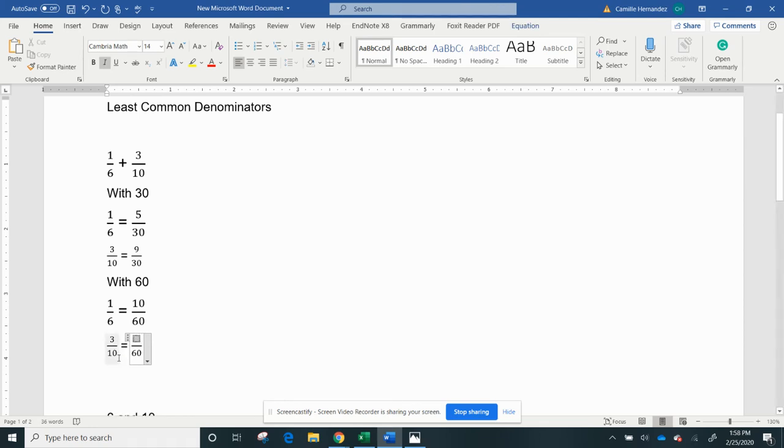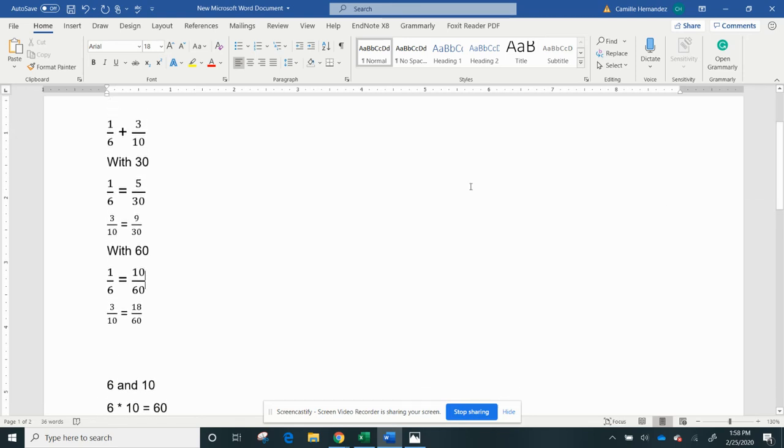60 divided by 10 gives me 6. So 6 times 3 is 18. Okay, so I could either do it with 30 or I could do it with 60. Remember, I said do it with 60 because it's so easy just to do 6 times 10 to get 60. But now let me show you how to solve them, okay?